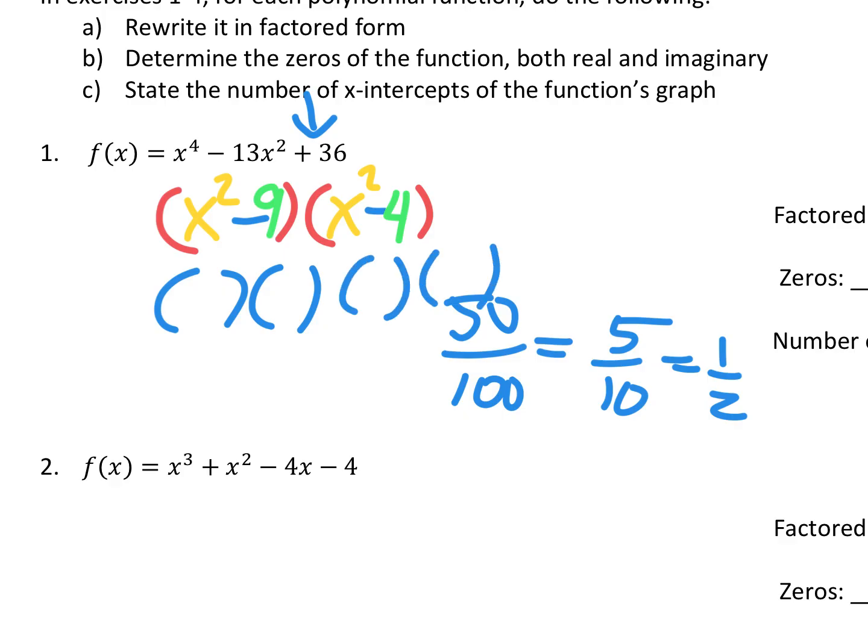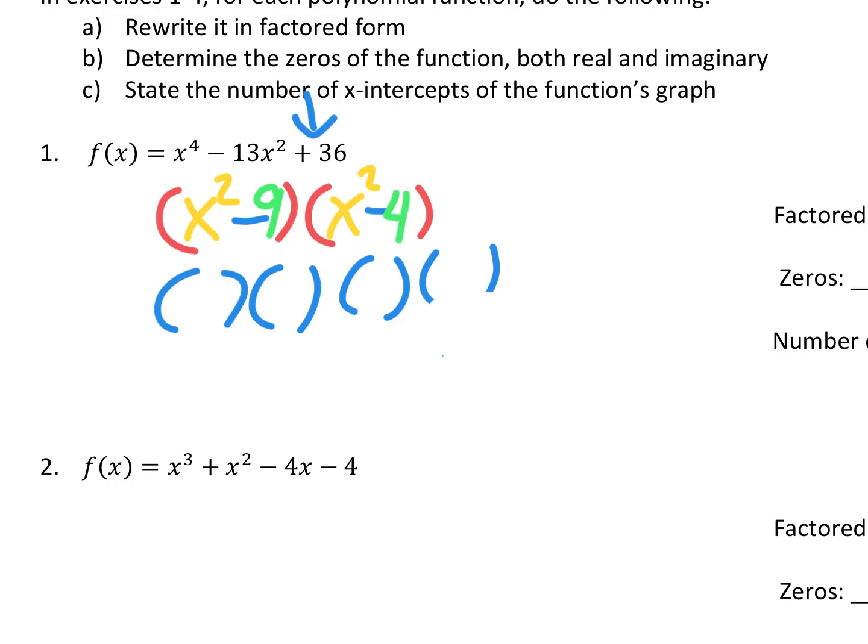It's going to have 4 parts. How could I have known it was going to have 4 parts? Because it's to the 4th. Do you remember how to factor that kind? It's called the difference of squares. Zola, tell me what x squared minus 9 factors to.